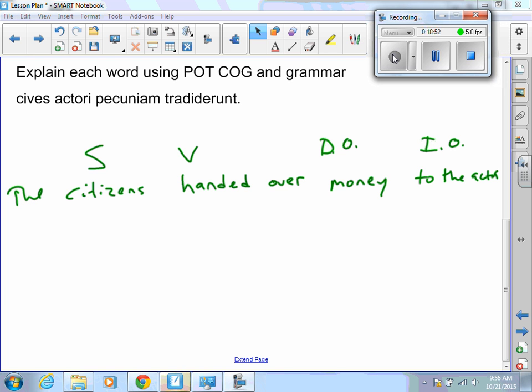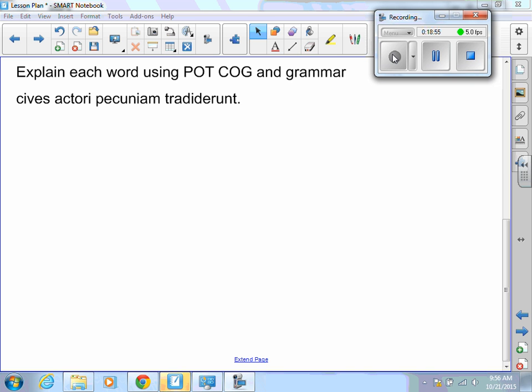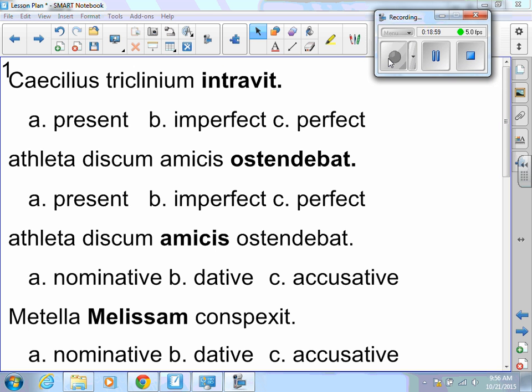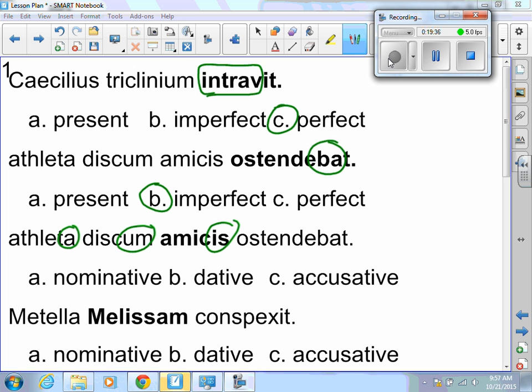Added a little bit more practice for you guys. Go through here, answer these, determine whether it is present, imperfect, or perfect for the verbs, the first two, and then for the nouns, the last two, choose what case you think it is using. For number one, -it is our perfect. That's my perfect stem. For number two, -ba tells me that I'm using the imperfect. For number three, I have a noun, so I need to determine the case. I have a nominative, I have an accusative. If I recognize amicus as a second declension, then I know that the -is is a dative ending. Next one, Metellum, -am, I'm done, it's accusative. Hopefully I can recognize that fairly quickly.